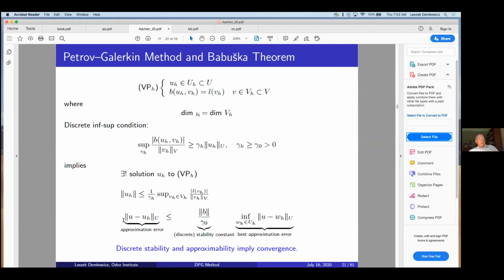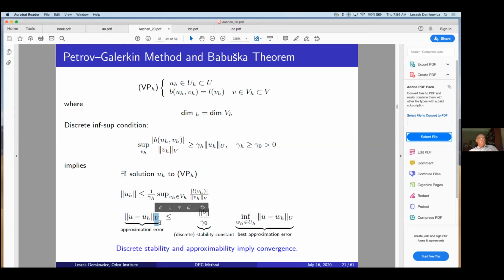The second part says that the approximation error, that is the difference between U and UH measured in the trial norm, is bounded by the best approximation error. WH here is just any element from UH. So you cannot do better than that, times the stability constant. And the stability constant is the continuity constant for the bilinear form divided by this mysterious gamma zero that bounds gamma H. And that result, I always make my students recite this theorem. Discrete stability, that is this discrete inf-sup condition, and approximability, the fact that the best approximation error goes to zero, imply convergence, because then the error goes to zero as well.